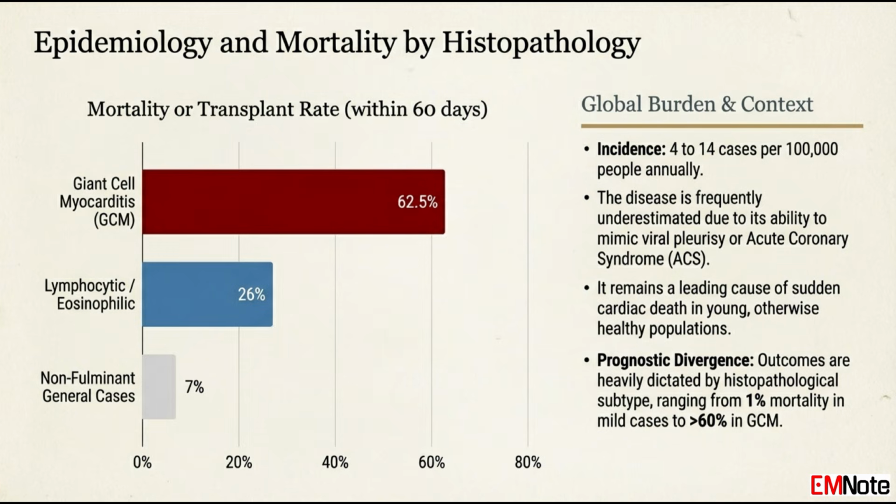How does that stack up against, say, the lymphocytic and eosinophilic forms? Well, combined, those forms carry a mortality or transplant rate of about 21 to 26%. So still very high, but giant cell is, statistically, in a league of its own. It absolutely is, and it forces a completely different speed of decision-making.